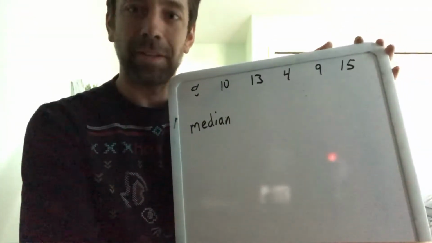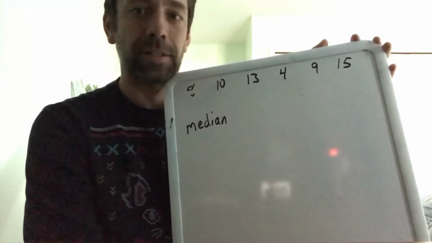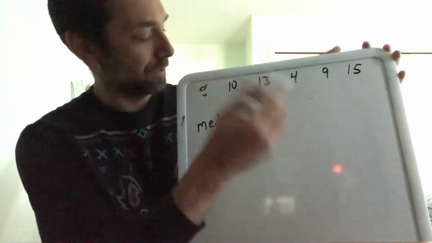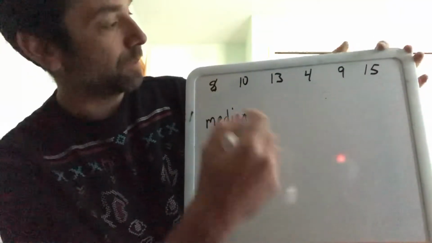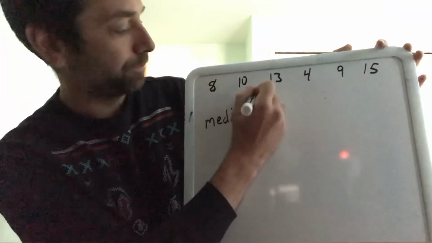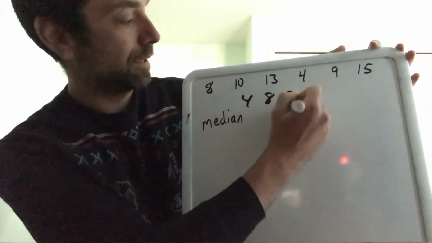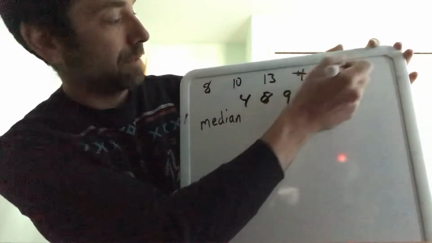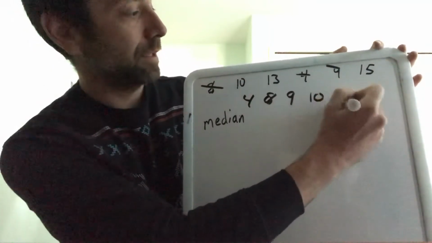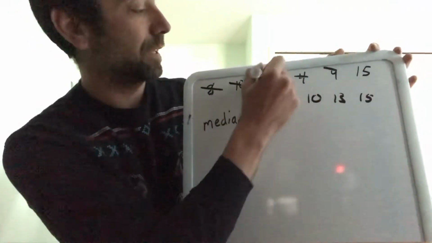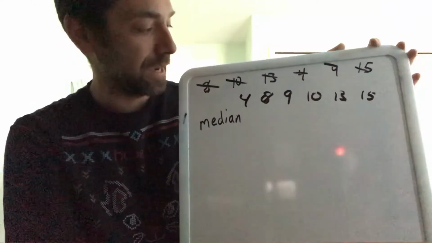If I have an even number of data pieces, it's a little bit different, okay? I'm still going to put everything in order. Oops, I lost a number here. I had an 8 here. Alright, I'm going to put my numbers in order. I got a 4, I have 8, I got 9. I'm crossing them off so I don't forget. I got 10, I got 13, and I have 15. So I have 6 data pieces here.